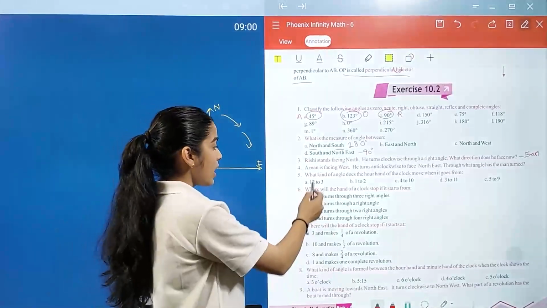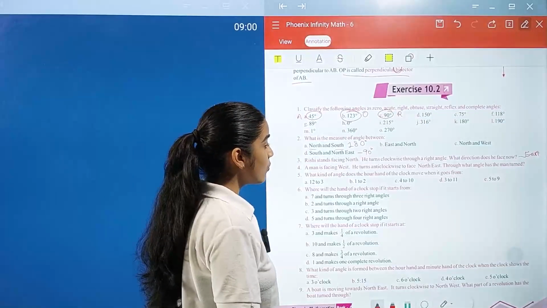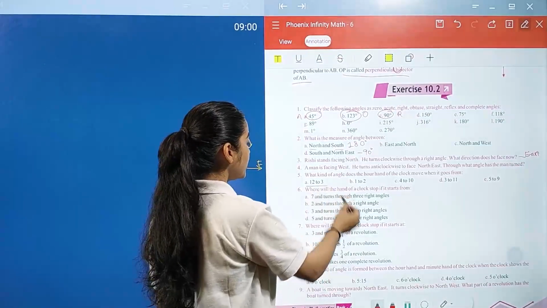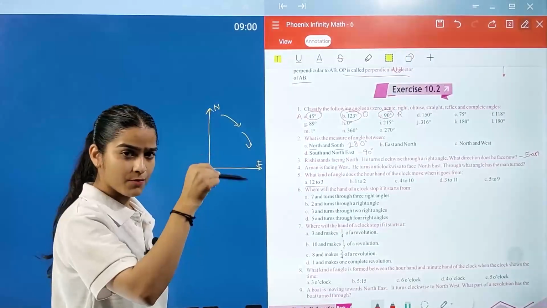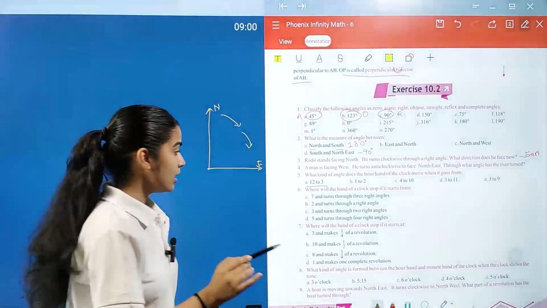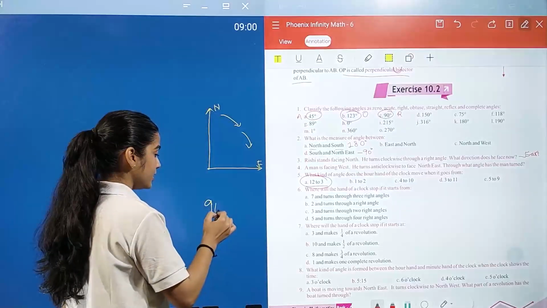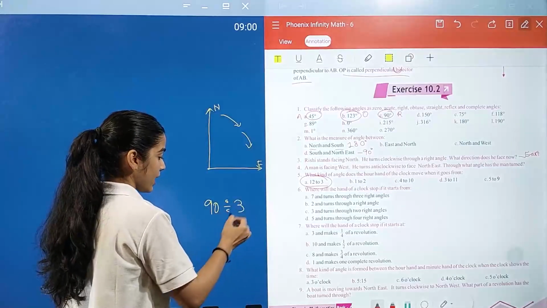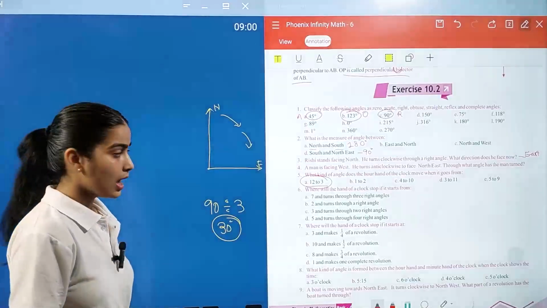Now, what kind of angle does the hour hand of the clock move when it goes from 12 to 3? When we move from 12 to 3, we are making a right angle. If we make a right angle, it means 90-degree. It should be divided by 3, and we are forming a 30-degree angle by moving from one number to the next.